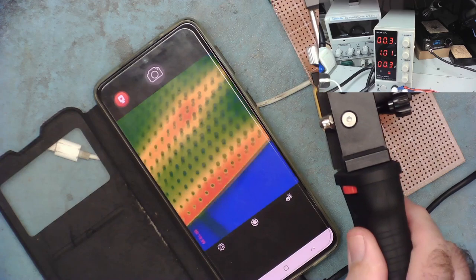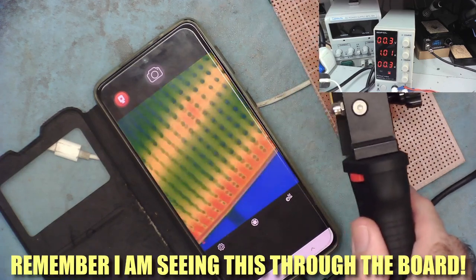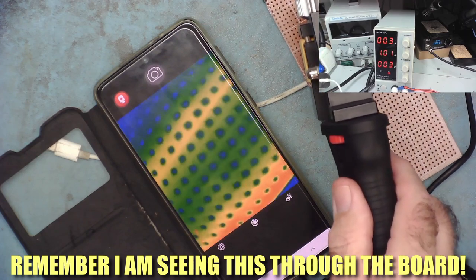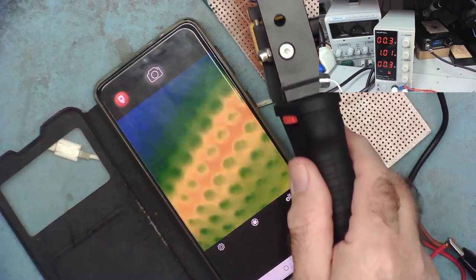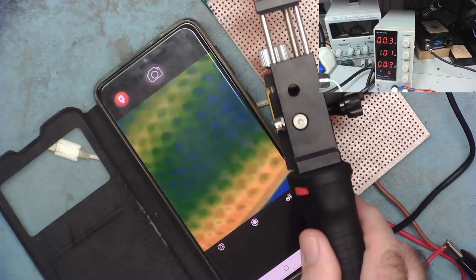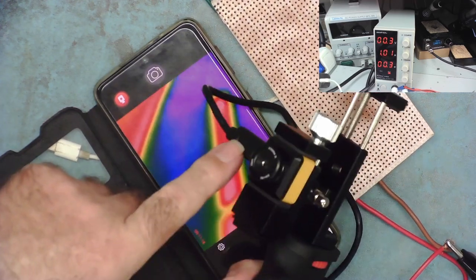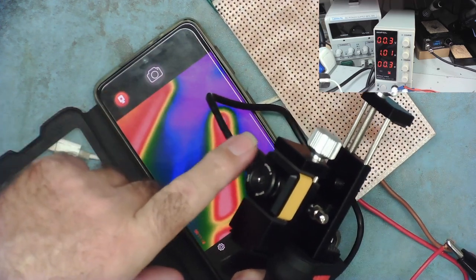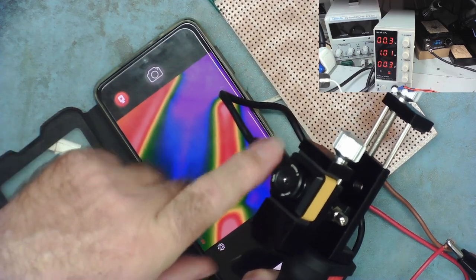As soon as I get a chance to try this on something like a multi-layer PCB with a short, a GPU or motherboard, I will do. But I'm 100% sure this will do what we want it to do. Okay, this is the InfiRay T2S Plus. I called it a thermal imaging microscope, and I stand by what I said.